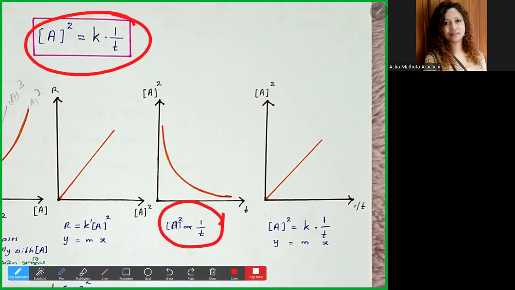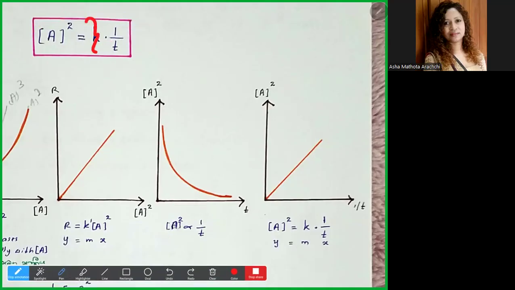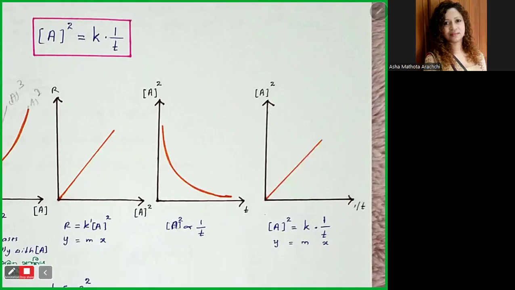Then from the second expression, if I remove K, I can write A squared is proportional to 1 over t. So A to the power 2 and time have an inverse relationship. Again, I'm getting this hyperbolic curve. But if I go with y equals mx, y is A to the power 2 and x is 1 over t. If I plot 1 over t against A squared, again I get a y equals mx kind of graph. Clear that?